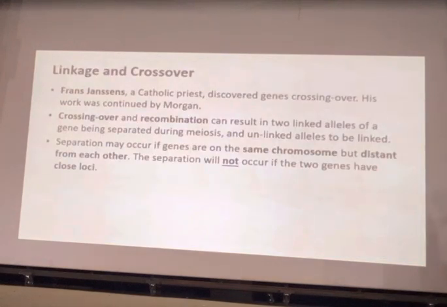But to make your life more complicated, we have something called crossing over. Again, crossing over was found by Catholic priest Franz Jensen. He discovered crossing over, but again, this was confirmed and discovered well by Morgan. So crossing over and recombination, the same thing. They can end up in making two linked genes unlinked, depending on the distance between them.